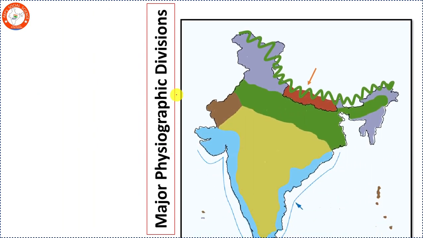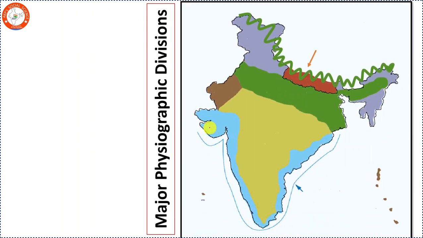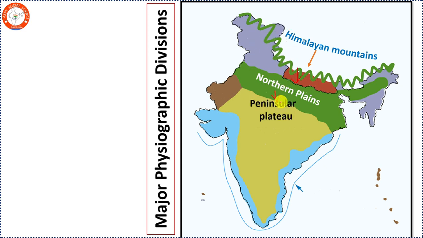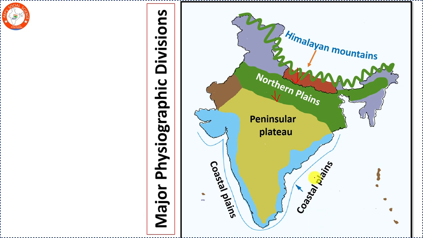Major physiographic divisions. So now we mark them on the India map, because sometimes it is asked in exams also: locate the physiographic divisions of India on the India map. First one is the Himalayan mountains. South of the Himalayan mountains we have the northern plains, or we call them the Indo-Gangetic plains. South of the northern plains, that means below the northern plains, we have the peninsular plateau, and on both sides of India, that is from east and west, we have coastal plains.